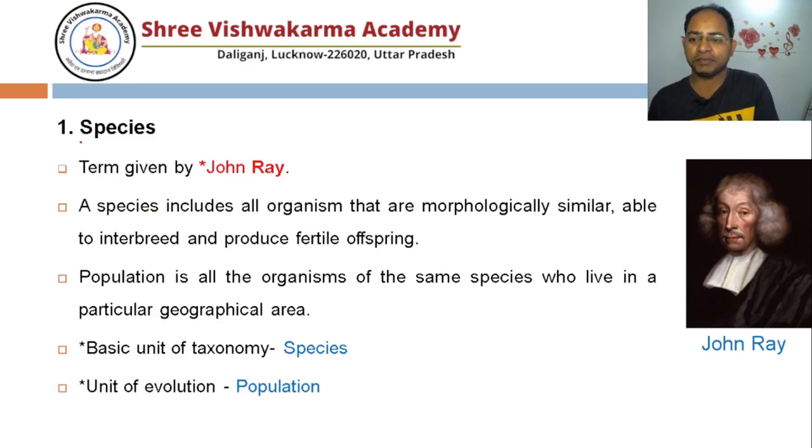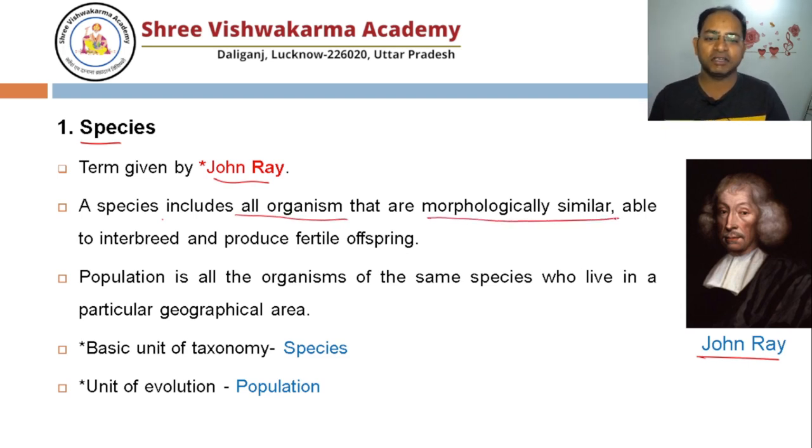The lowest category is species. The term was given by Ray. You can see him in the picture. So what is the definition of species? A species includes all the organisms that are morphologically similar. Just take the example of ourselves, human beings. Doesn't matter whether we are from India, North India, South India, Northwest, Northeast, or we go to USA, Nigeria, Pakistan or any other country. We are all morphologically similar. And we are able to interbreed. If some Indians marry Americans, they can interbreed and produce fertile offspring. Their kids will also produce offspring.